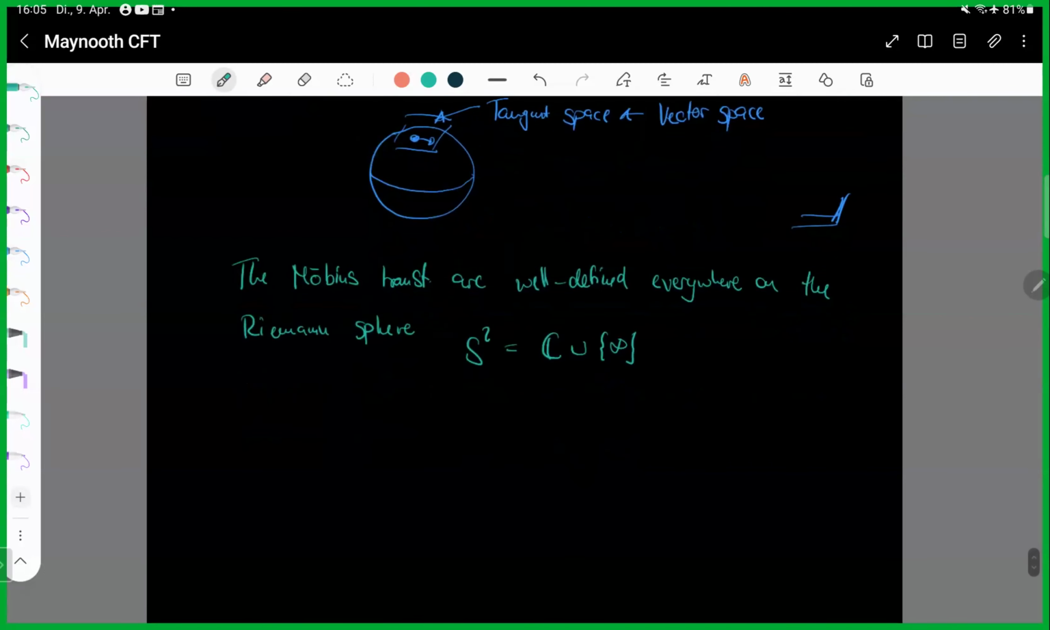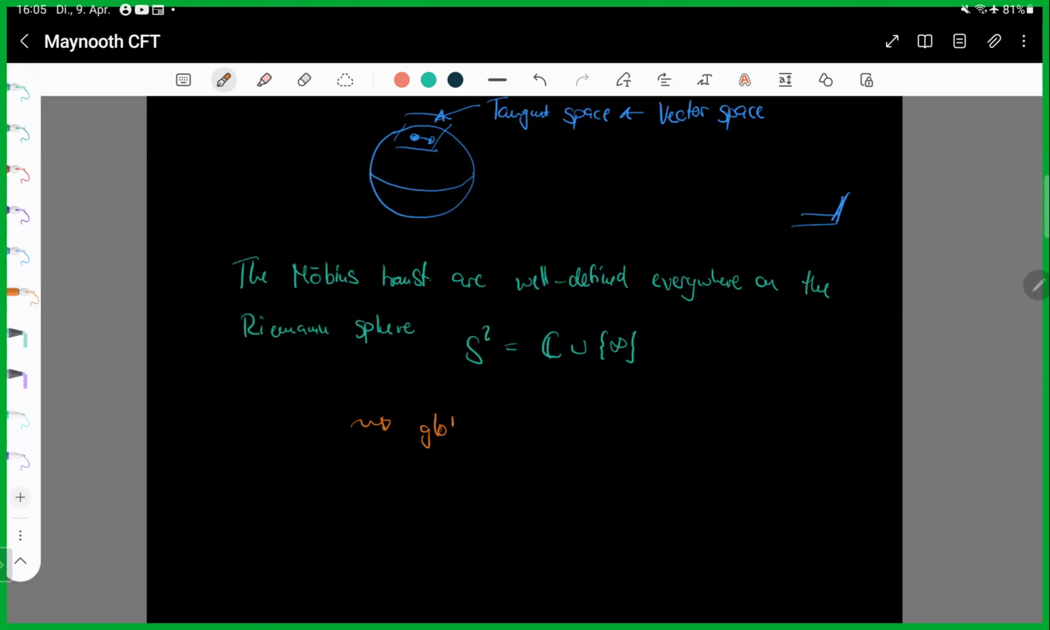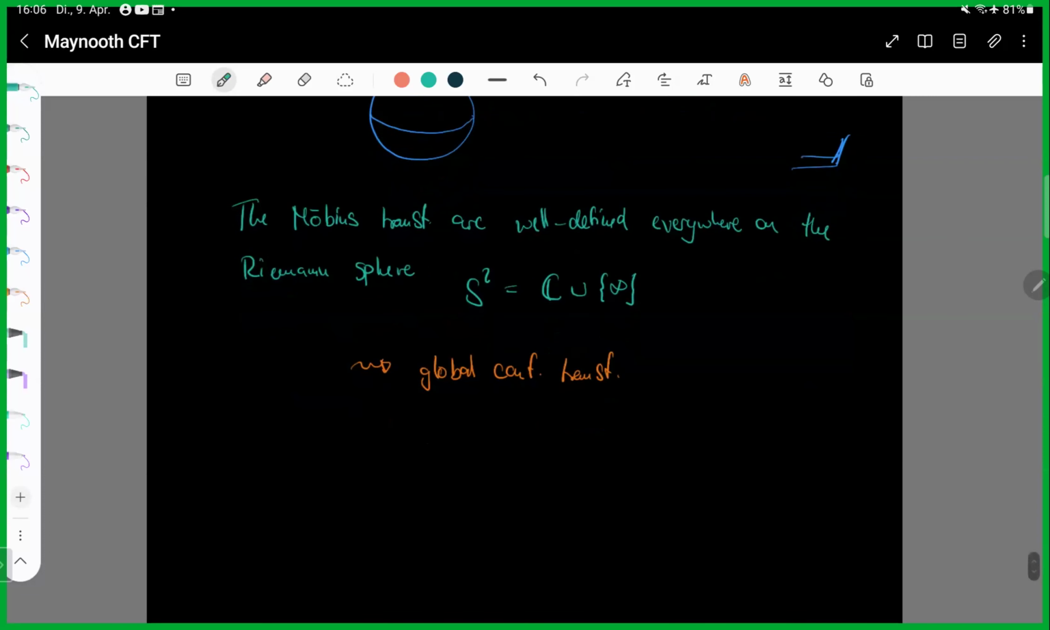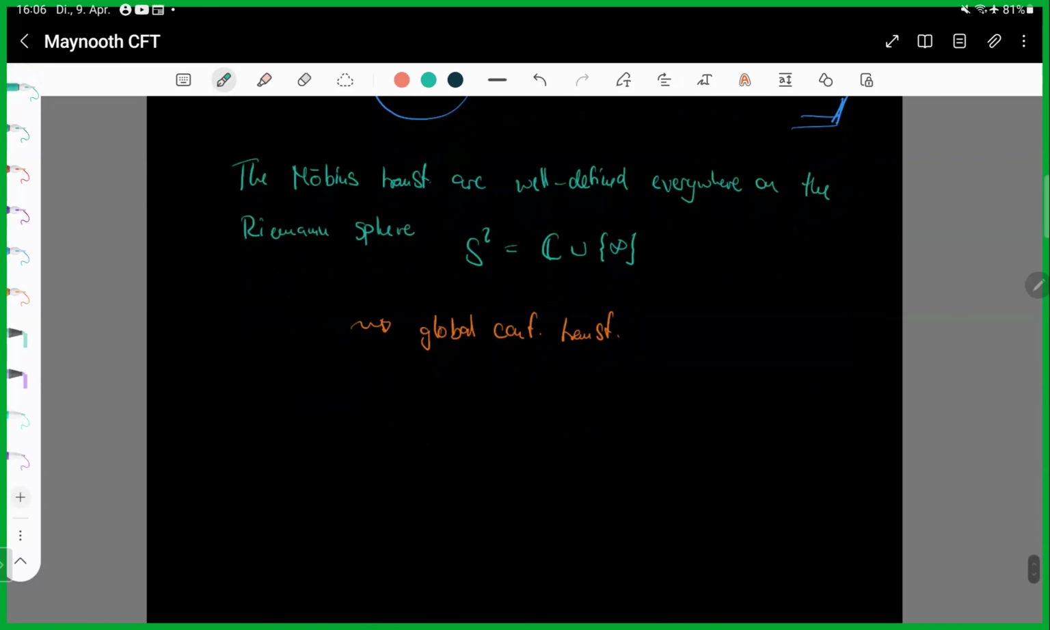And because they are well defined everywhere here, they're called global conformal transformations. And now in the next step, we're going to get acquainted with transformations which are not defined everywhere on the Riemann sphere. And these are going to be called, in contrast to global, local conformal transformations. But before I go there, are there other questions?